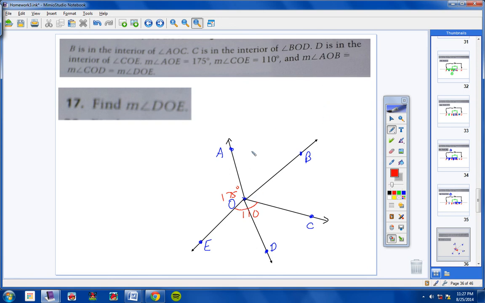Angle AOB, I'm going to put 2 marks. 1, 2. Angle AOB equals COD. So here's COD. I'm going to put 2 marks right here. Equals DOE. Here's DOE. So put 2 marks here. Okay. Now let me show you what I just did. Please, students, look. Angle AOB equals COD equals DOE. So I set angle AOB, I put 2 slashes, and I put 2 slashes for angle COD, and I also put 2 slashes for EOD, because all 3 of those angles, angle AOB, angle COD, and angle DOE, are all congruent.